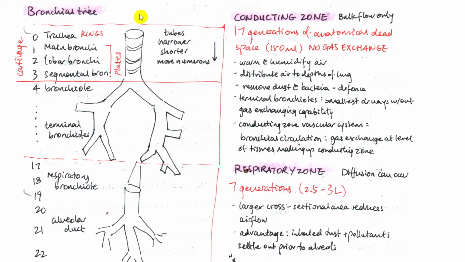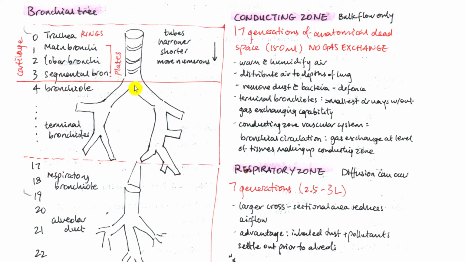So we have the mouth up here, and then going down into the trachea. The trachea would be generation number 0, and it has rings of cartilage around it to keep it open, otherwise it would collapse, a bit like the esophagus, which doesn't have any rings, so it just collapses. So this has cartilaginous rings to keep it open. And the first generation is the main bronchi, so the two main bronchi.